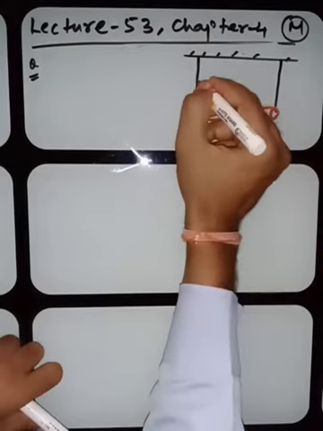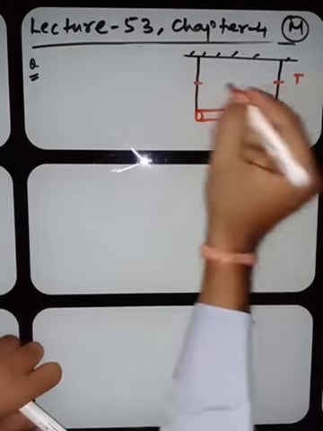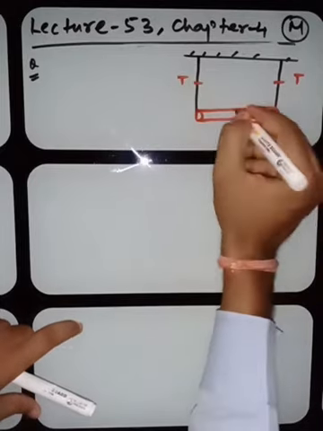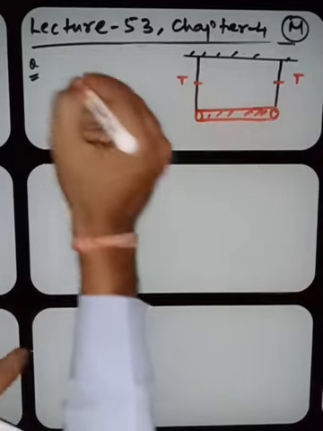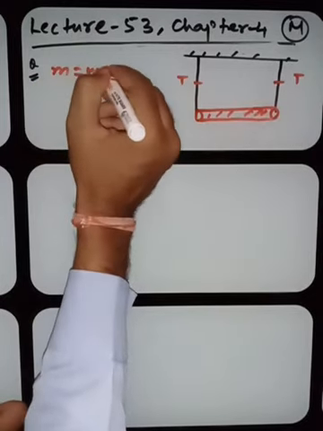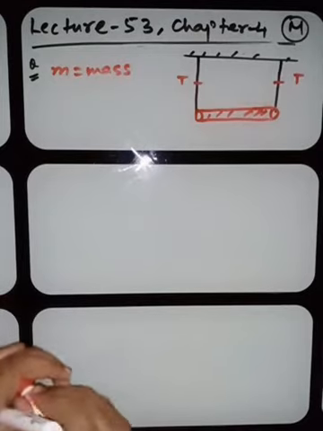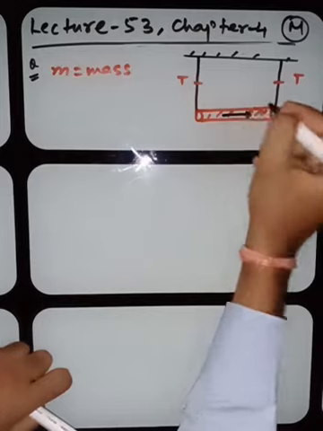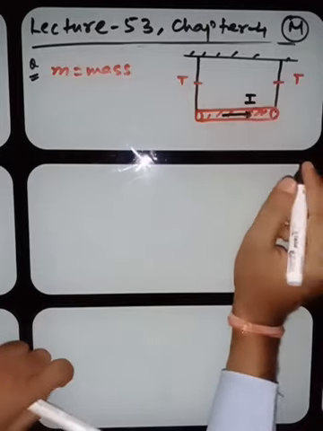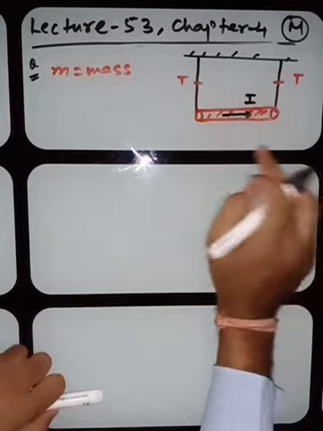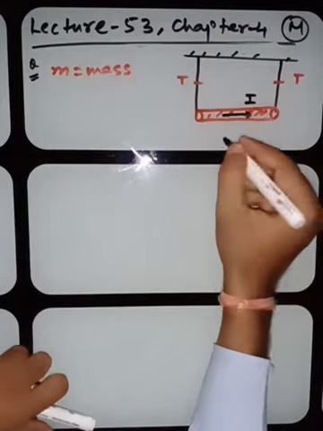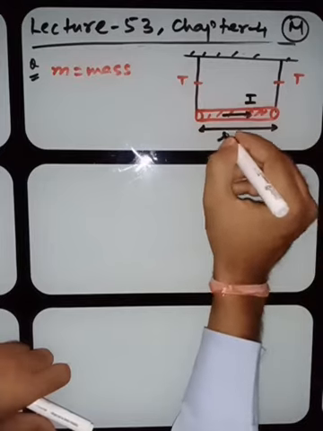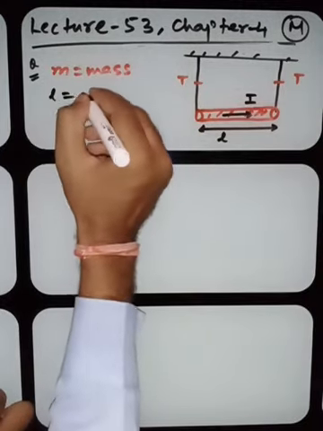Of course, these two strings will experience some tension. Why? Because this rod has some mass. Suppose m is the mass of the rod. Current flowing through this rod is I ampere. By any means or method, the current is established. Here, the length of the conductor is L.